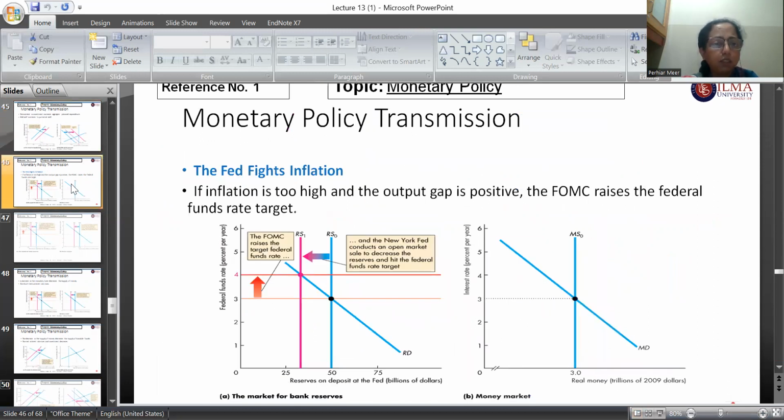So the Fed fights inflation. When inflation is too high and the output gap is positive, the FOMC raises the federal funds rate target. The FOMC raises the target federal funds rate from 3 to 4, and the New York Fed conducts an open market sale to decrease the reserves and hit the federal funds rate target that has moved from 50 to 25.